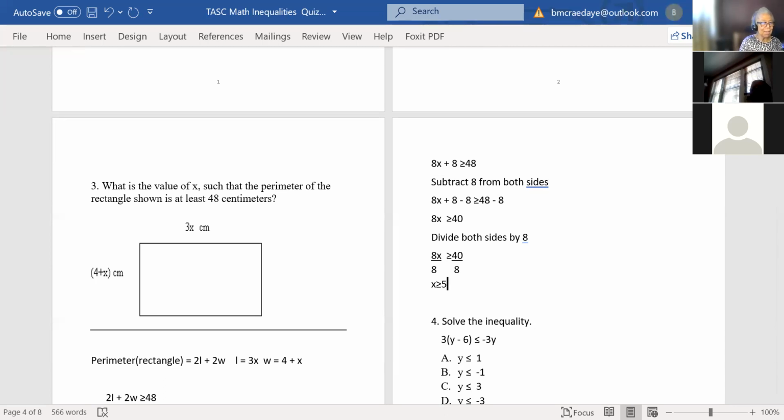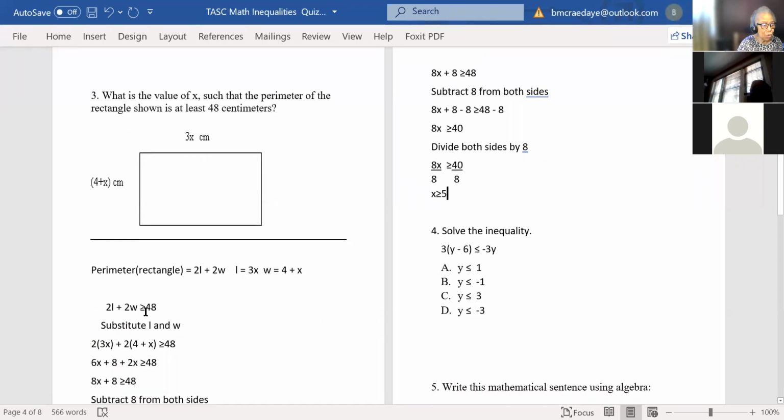Okay. But now notice, Vanessa, you had to know your perimeter formula, which you did, 2 times the length plus 2 times the width. It doesn't matter how you assign these. You could have said length is 4 plus x and width is 3x. Either way, it's going to give you the same thing. But once you define those, then your at least is the greater than or equal to the 48 perimeter, and then you substitute the values they gave you for your length and for your width, and then multiply them out, combine like terms, and you get your answer.